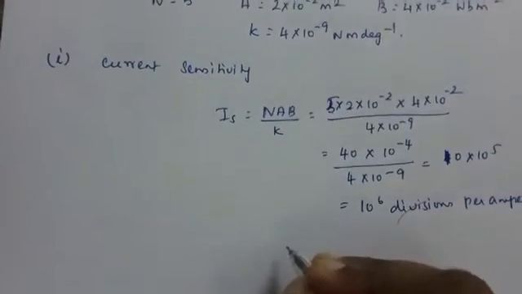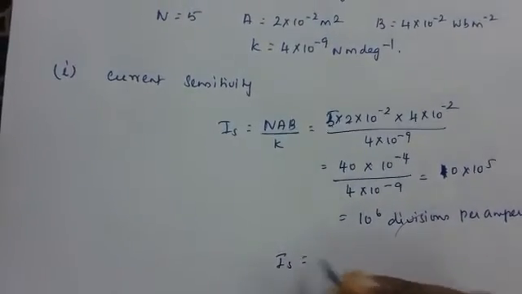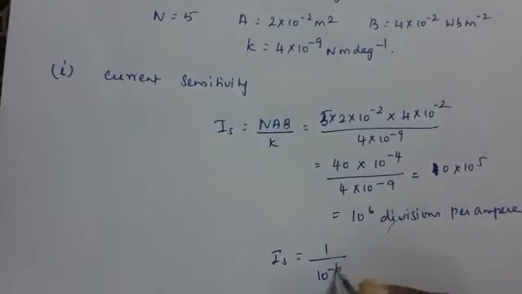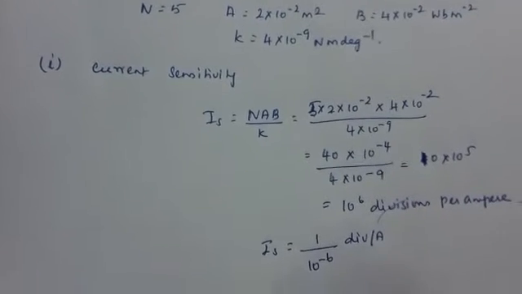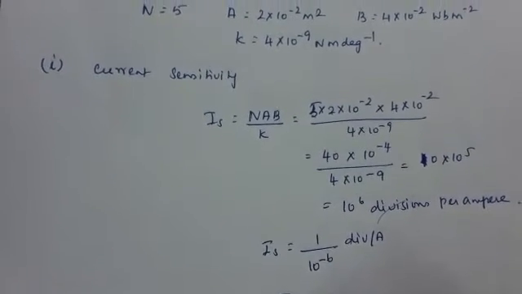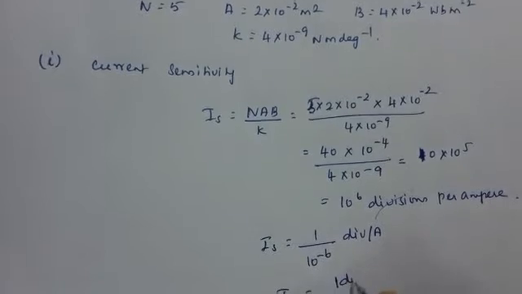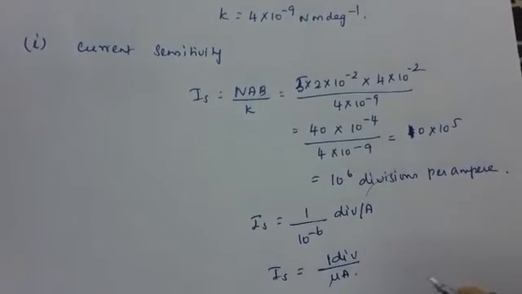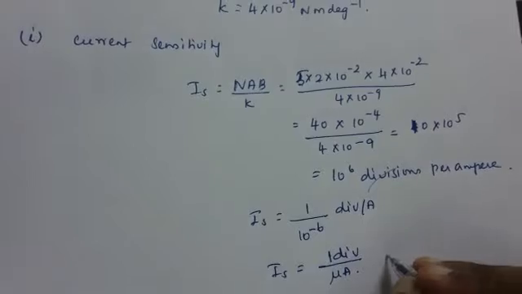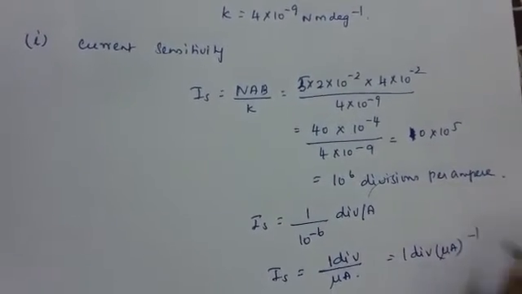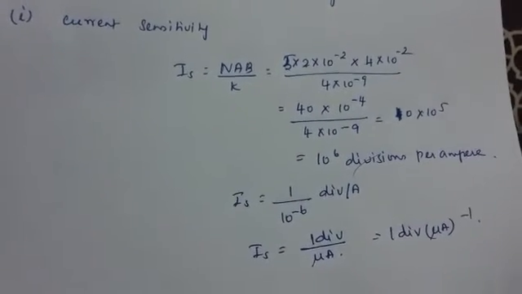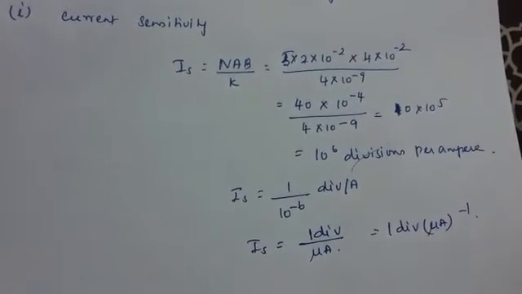You can also write this as IS = 1/10^-6 division per ampere. Or you can write it as 1 division per microampere, or 1 division microampere^-1. So the current sensitivity is 1 division per microampere. Now you can go for finding the voltage sensitivity.